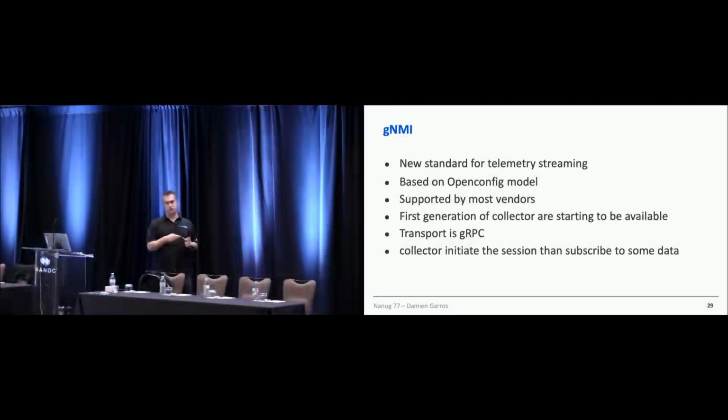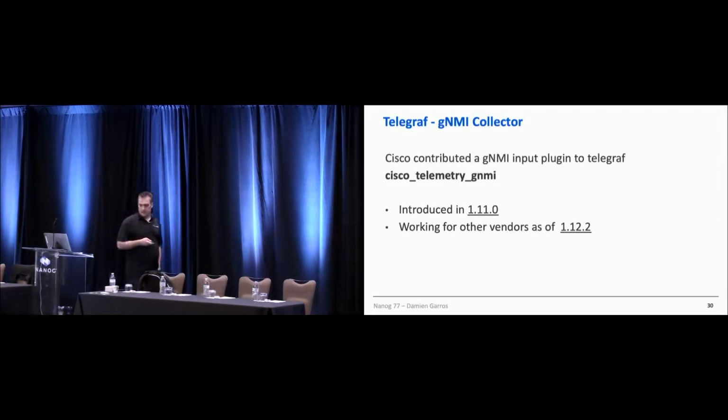This is not so much a presentation about gNMI. I guess people could do a full talk of an hour on it, but I decided to use it for this presentation just to explore that. Specifically, I'm using a collector called Cisco Telemetry gNMI, which has been contributed by Cisco to Telegraf. So it's part of the main Telegraf release. It's in 1.11, and I was successfully able to use it from 1.12.2 on other devices like Arista and Juniper. So if you want to try, you can just download the base image of Telegraf, and you will get that.